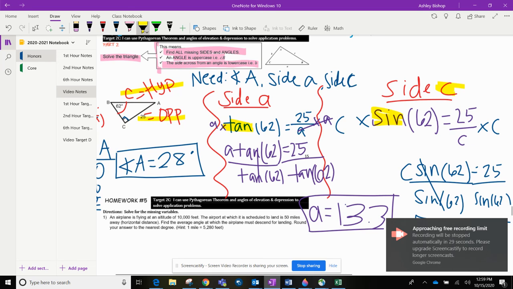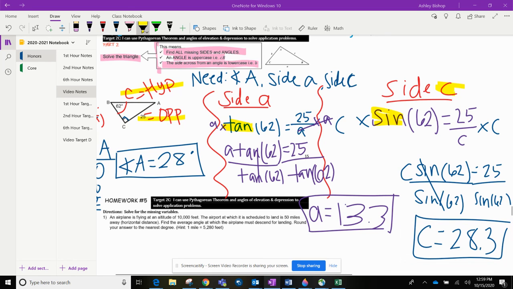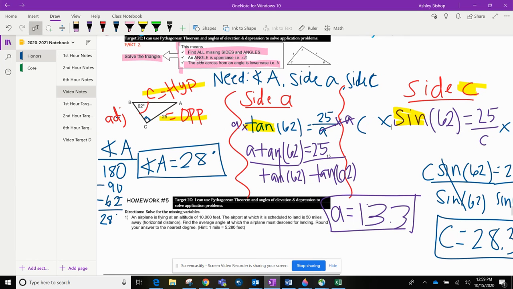You also could have done the Pythagorean theorem. Once you had found that this side length over here was 13.3, you could have done that this side squared plus this side squared would have been equal to that side squared. So whichever one you feel comfortable doing. I'm going to do one more example in another video.